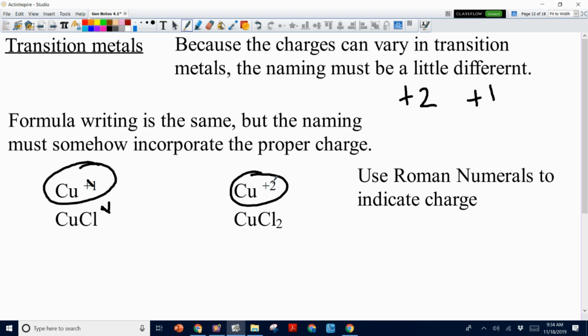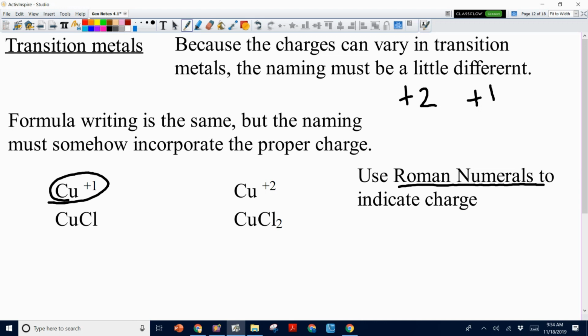But because the charge changes, here we have a +2 on that copper, and then remember the chlorine's a -1. So we're going to have to swap and drop, or we're going to have two chlorines. So it's going to be CuCl2. So we need some kind of way to distinguish whether this copper was the +1 copper or a +2 copper, so that we can get the formula right. So all we have to do in naming of these is just tell what the charge of the copper was. We use a Roman numeral in the name to do that.